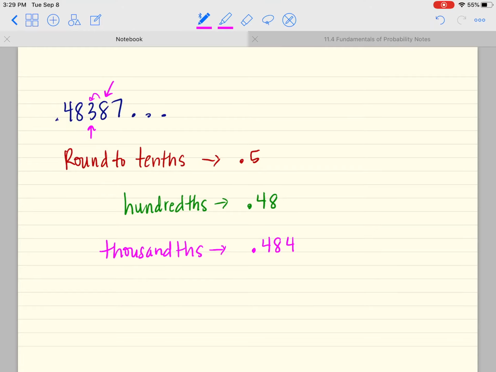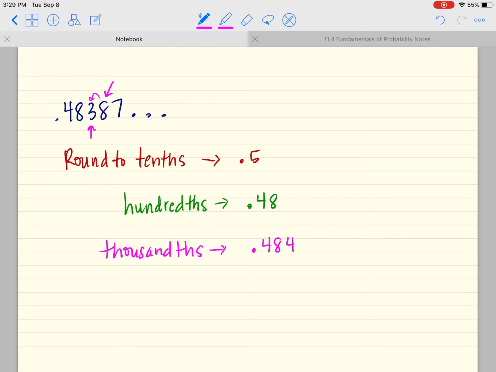Okay, so I don't know how long it's been since you've rounded, but 10th place is the first one. You got to look at the next number. Do you round up or do you keep it? Hundredths place is 2 digits after the decimal. You got to look at the next number. Do you round up or do you keep it? Thousandths place is 3 numbers after the decimal. Do you round up? Do you keep it?